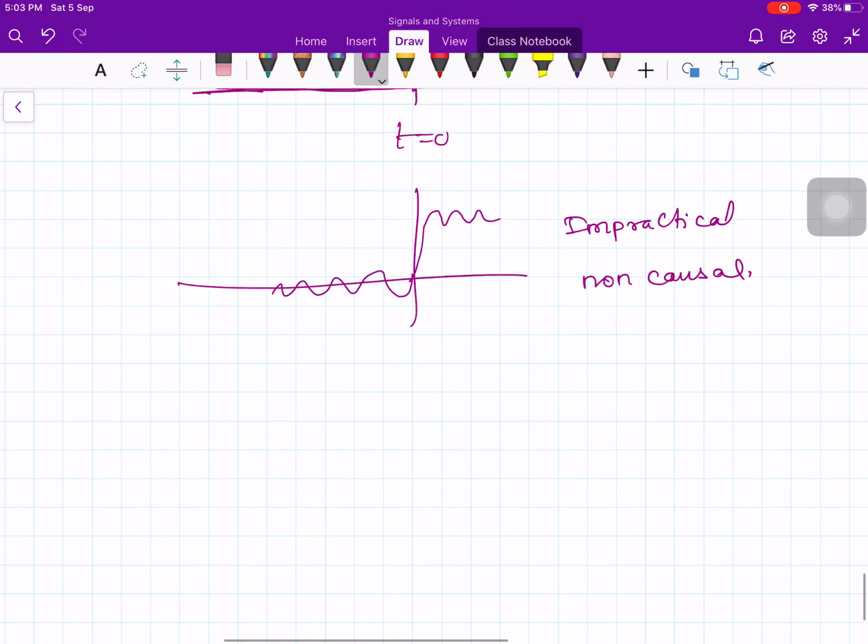Okay, so let me stop at this point. In the next lecture we will talk about sampling, an important application of the Fourier transform.